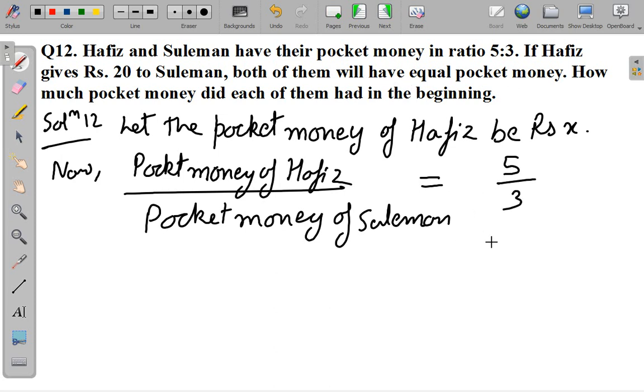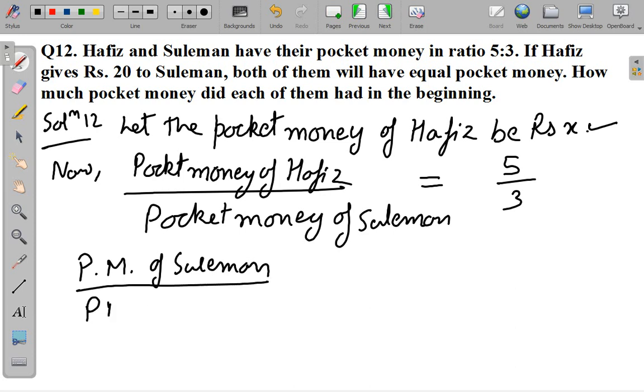Just like we did in the previous question, we are going to do this time as well. Pocket money of Hafiz is already X, and we need to determine the pocket money of Suleiman. First we took the reciprocal. So on taking the reciprocal, pocket money of Suleiman upon X is equal to 5:3. Again I did the same mistake, it is 3:5.